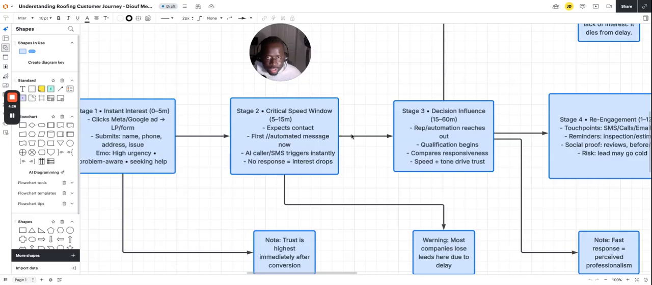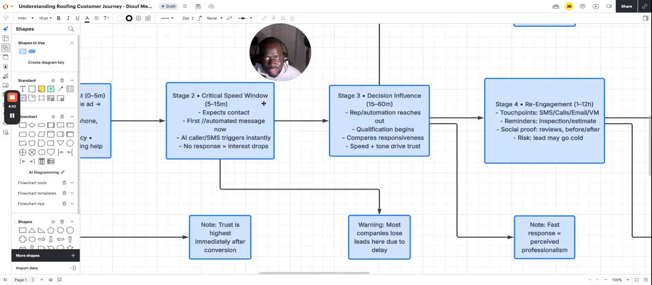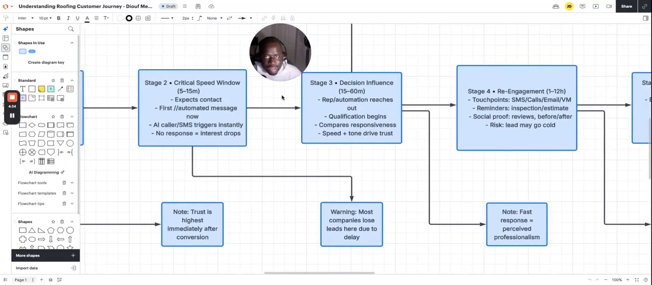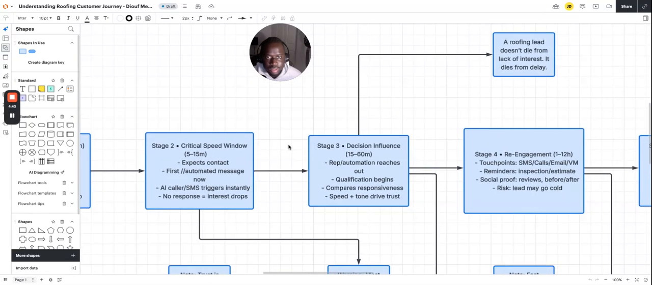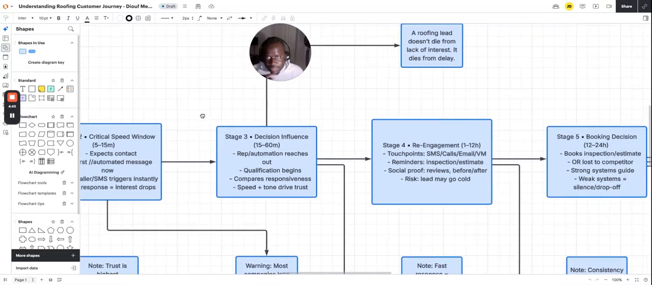So you have your automation going out. Again, it could be an AI caller, it could be an SMS trigger of some kind. But if no response is going on, again, that buying temperature starts to drop, right? Interest starts to drop. Most companies lose leads here due to delay. Delay is literally the biggest factor here.